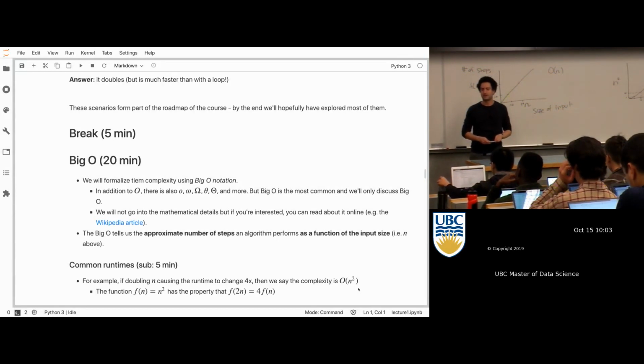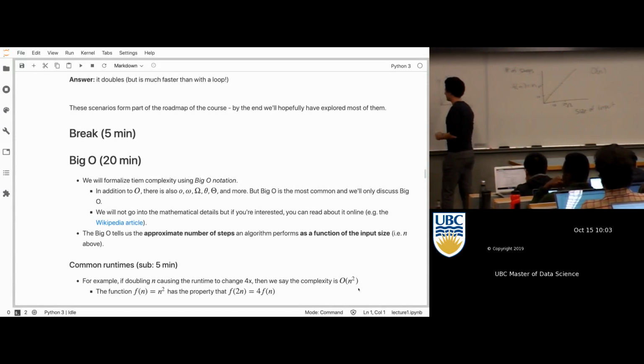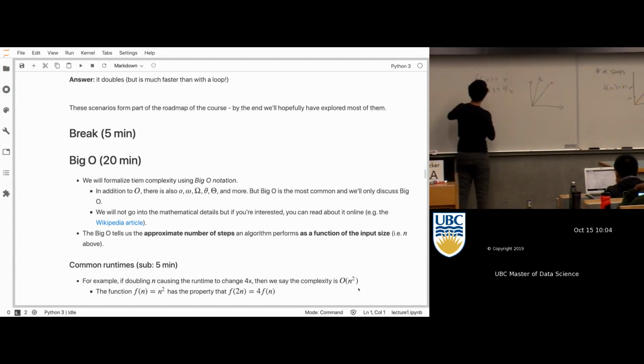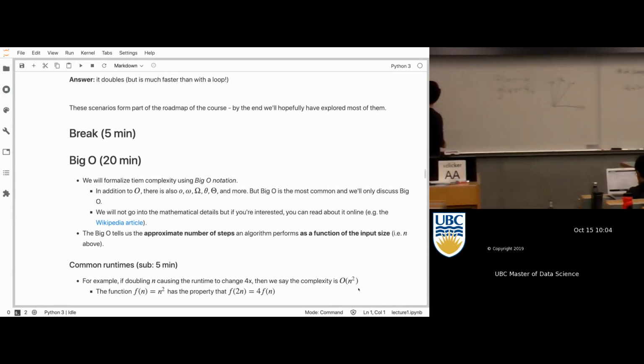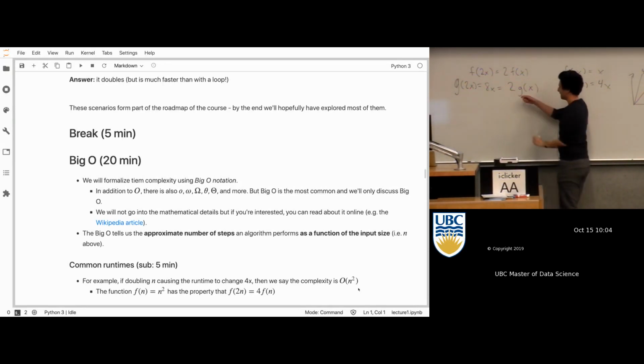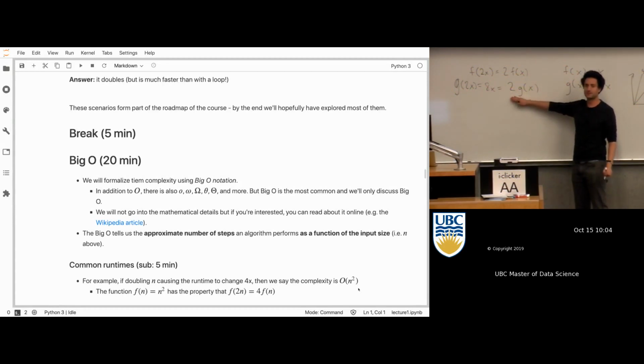Yes, so it's like 8x divided by 4x is still 2. It's not 4. Exactly. That's right. So if I call this f and this g, then I think this is similar to what you're saying. But f of 2x is 2 f of x, and g of 2x equals 8x equals 2 g of x. So at the end of the day, both have these properties that doubling the input just doubles the output.